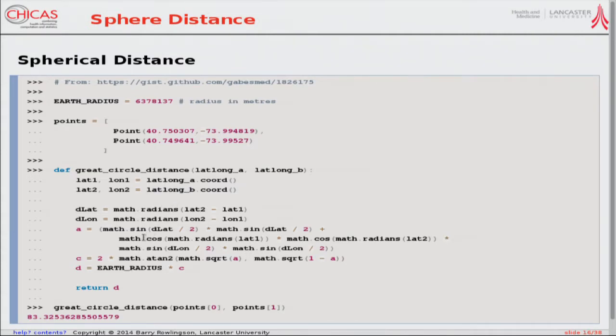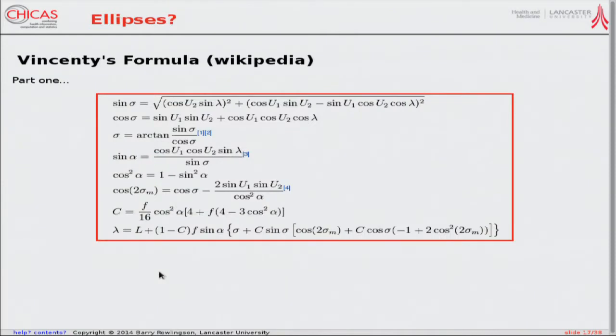I'm going to make a couple of points, and then I'm going to define this great circle distance function, which does all the math. There's lots of math.cos, math.sin, and it returns a distance. It's basically working on a unit sphere and multiplying by the Earth radius. And so then I can just call great circle distance between the two elements of my points, and I get 83.32 meters. But we know the Earth isn't spherical, so how do you do that on an elliptical surface?